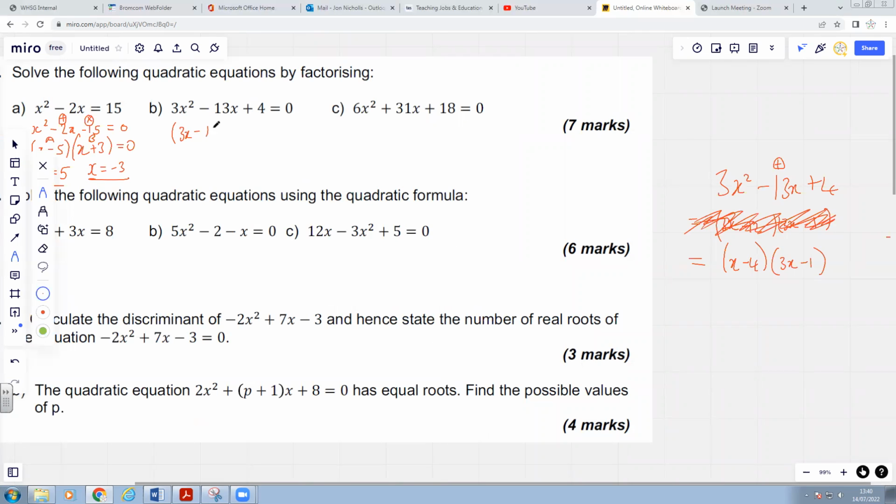So we get 3x - 1, x - 4 equals 0. And either this is 0, in which case x is a third, or that is 0, in which case x equals 4. Same for this one. 6 times 18 is 60 plus 48, so that's going to be 108. And now we need two numbers that add to give 31 and times to give 108.